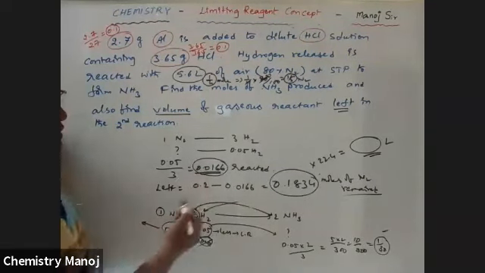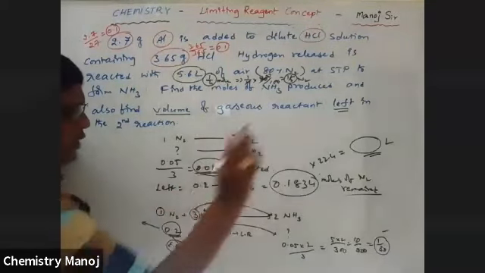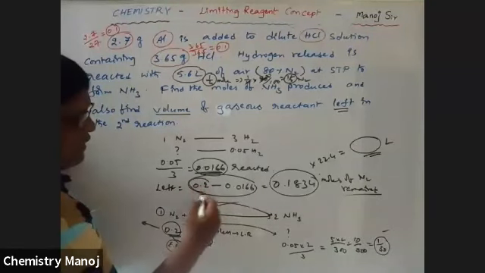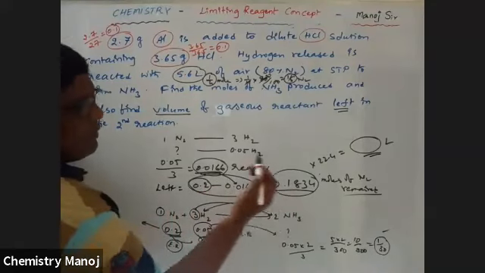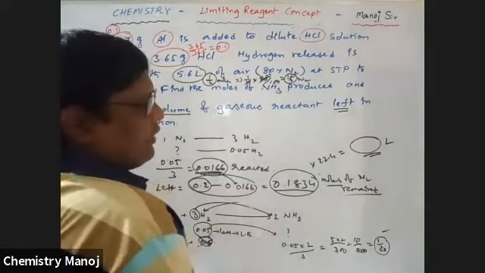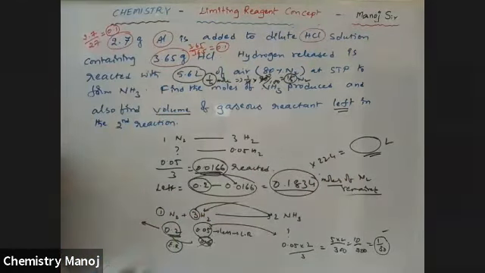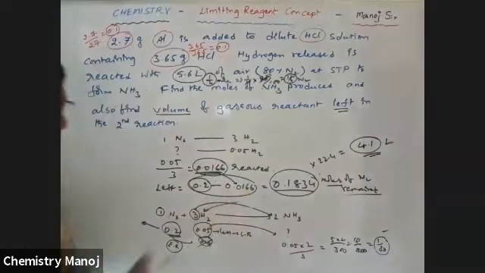So 1 mole reacts with 3 moles hydrogen, and 0.05 moles of H2 reacts with this much nitrogen. The remaining value is this much. So taken minus reacted is equal to remaining. This is the number of moles. Now to calculate volume, number of moles into 22.4 gives the volume. So that is the final answer, 4.1 liters. So this is the final answer.